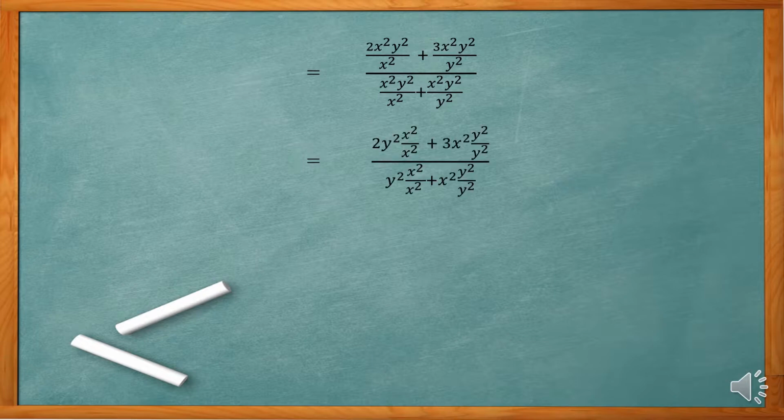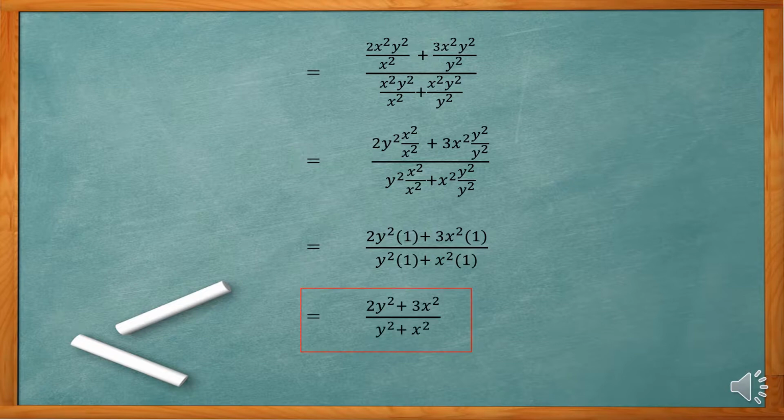Group the like factors. And since we know that x squared over x squared is equal to 1 and y squared over y squared is also equal to 1, then it will be 2y squared multiplied by 1 plus 3x squared multiplied by 1, y squared multiplied by 1 plus x squared multiplied by 1. And since it is 1, our simplified form for the given expression is 2y squared plus 3x squared over y squared plus x squared, because this expression is not factorable anymore, so that is the simplest form.